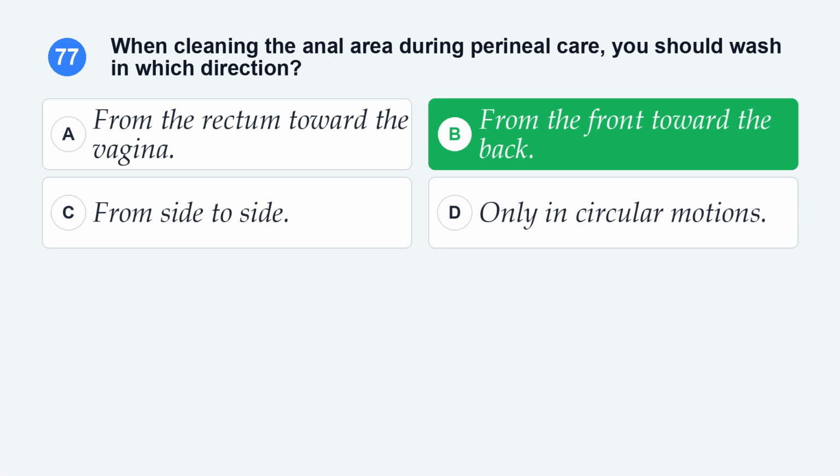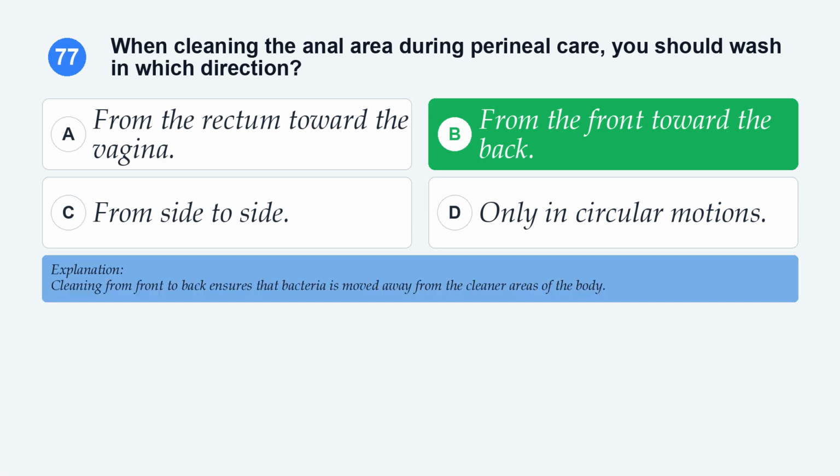The correct answer is option B. From the front toward the back. Explanation. Cleaning from front to back ensures that bacteria is moved away from the cleaner areas of the body.